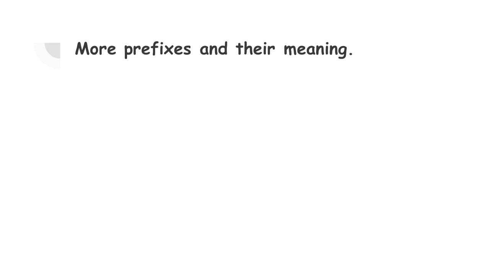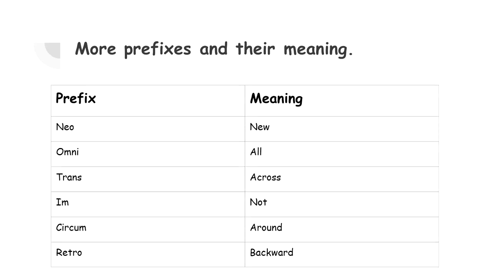So, more prefixes and their meaning. We have neo, which means new, and we could have words like neocolonialism. We have omni, which means all, and we have words like omnipotent, omniscience. And we have trans, which means across. Examples are transatlantic, translucent. We have im, and it means not, and we have words like impartial, impossible.